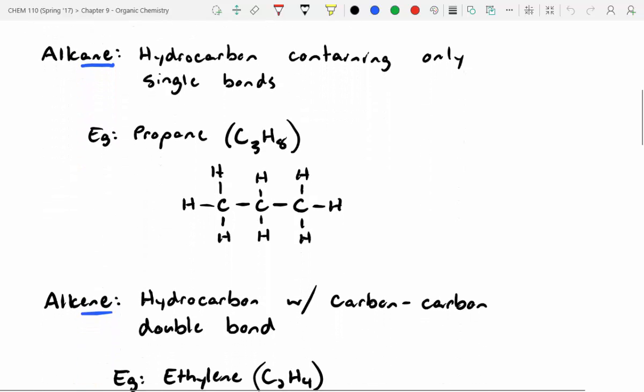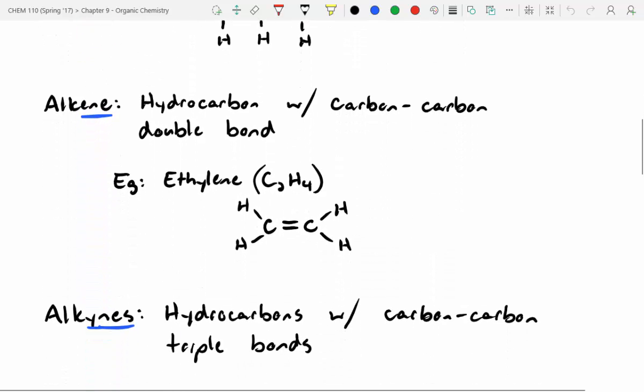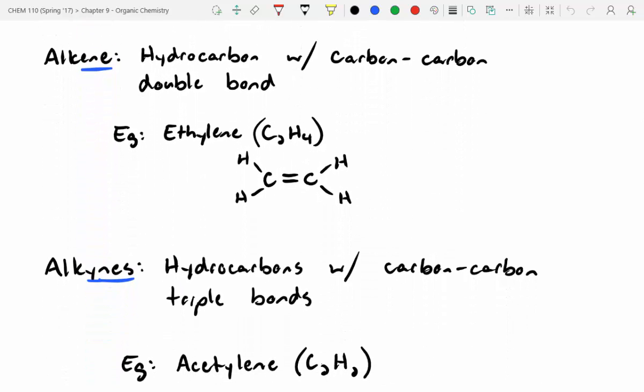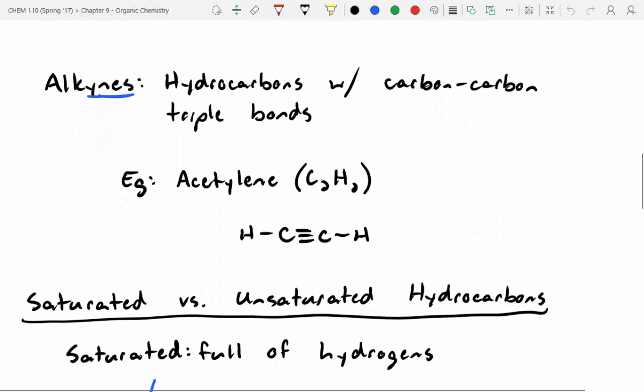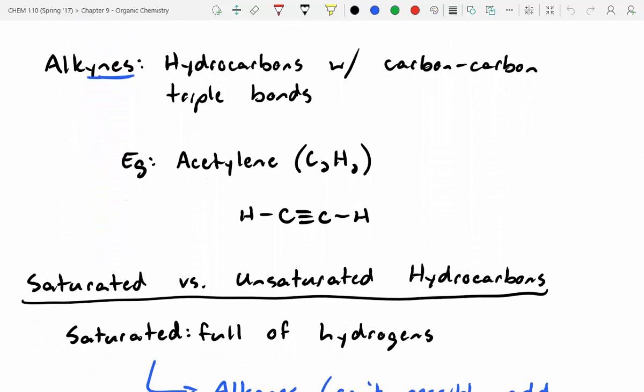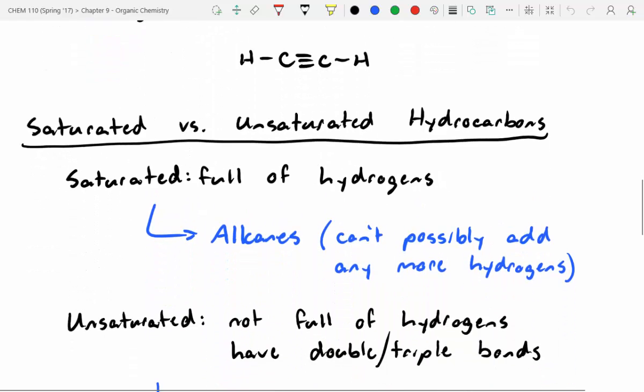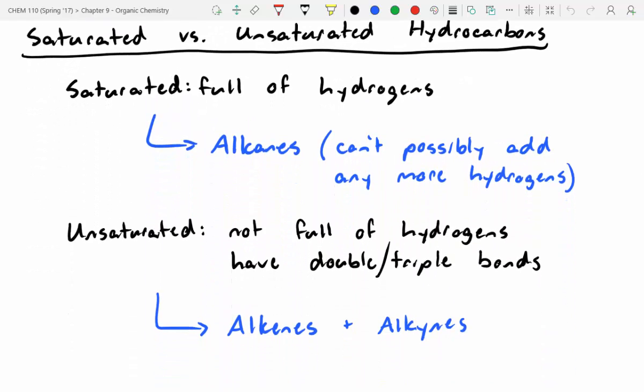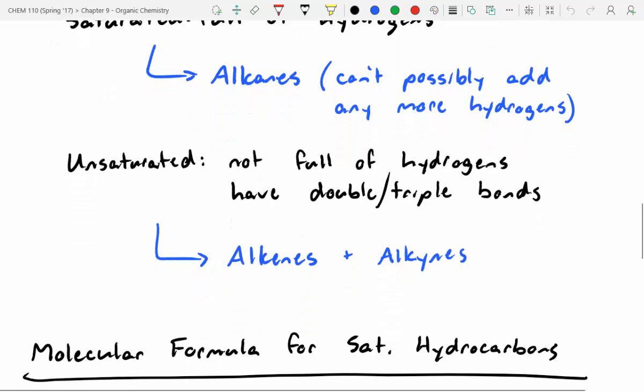We said the first one is alkanes. That's where we have only single carbon-carbon bonds. And then we have alkenes, where we have a carbon-carbon double bond. And then we have alkynes, where we have a carbon-carbon triple bond. And we said we can describe these in terms of saturated or unsaturated. We said saturated means you're essentially referring to an alkane. Unsaturated means you're referring to an alkene or an alkyne.